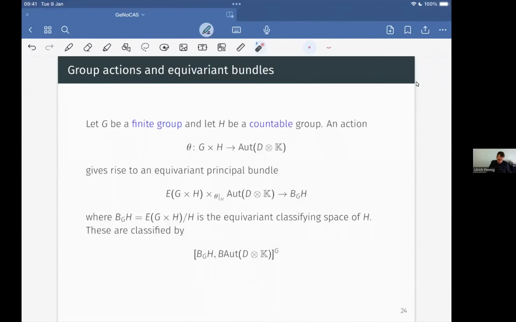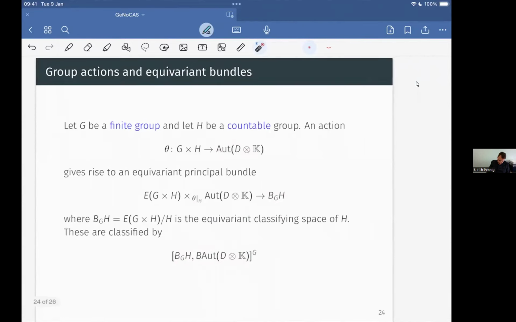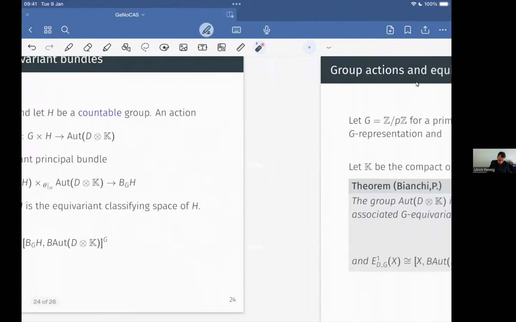And bundles like this have a classification in terms of equivariant stable homotopy theory. So you get this homotopy set here. So now you might wonder, right? If I have a strongly self-absorbing C-star algebra, this was an infinite loop space, right? So if I now have a G action floating around everywhere, does this work equivariantly? And this is essentially the question that we looked at.